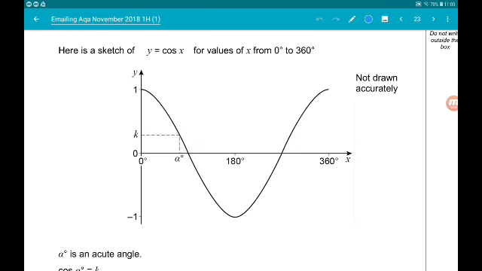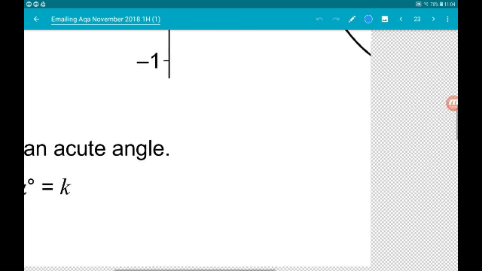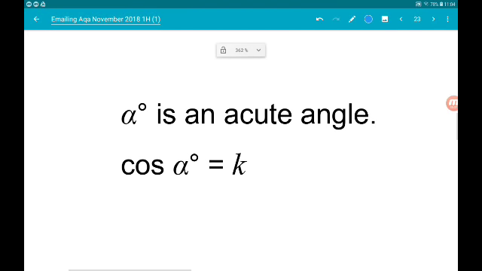Okay, question 27, the big finale, so a lot smaller than that monstrosity, 26. So we got a sketch of y equals cos of x, for x between 0 and 360. We are told that alpha, you can just think of as A, but it is alpha, is an acute angle. So remember that means less than 90 degrees. We're told that cos of alpha is k.